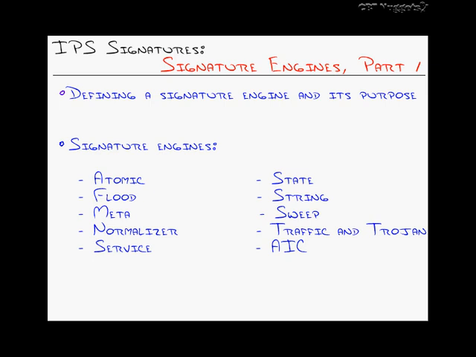Then the rest of this series is going to be talking about all the signature engines that exist inside of your IPS sensor. Now, there's a lot of them, and there's a lot to them. So I'm not going to discuss all of them in just one sitting. I wouldn't want to kill you. What I plan on doing with this first nugget is going through atomic, flood, meta, and normalizer. Then in part 2 of this series, we'll go through the service, state, string, sweep, traffic, Trojan, and AIC. All these different signature engine types, talking about the use of each one of them, how they can apply, and what sort of traffic they inspect.